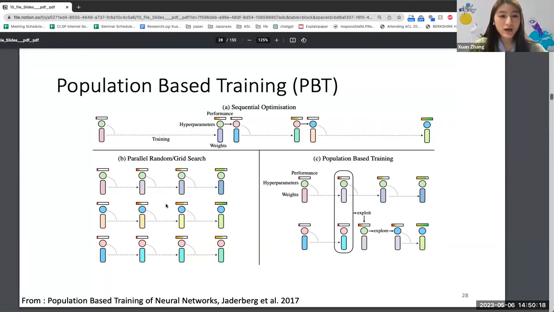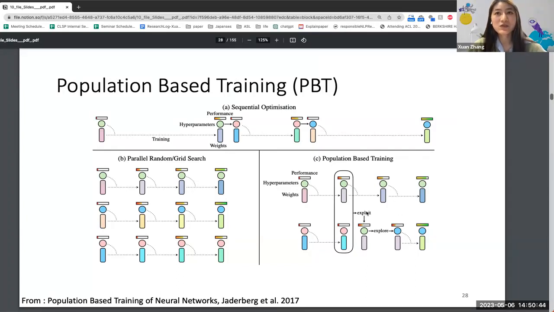And here it shows parallel random search or grid search. They train multiple models in parallel, hoping that one of the models will be optimized the best. This approach requires more computational resources to train many models simultaneously.